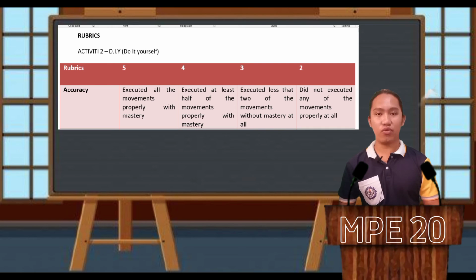Bilang lamang yung mga tamang na-execute ng estudyante. And for the least score, 2, did not execute any of the movements properly. They did not even know or did not even learn any of the movements. So that's how I will grade them when it comes to movement. So next is the physical presence.